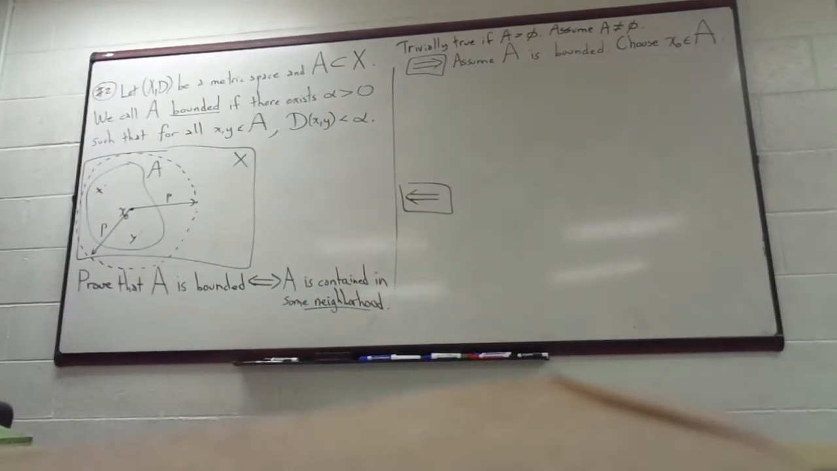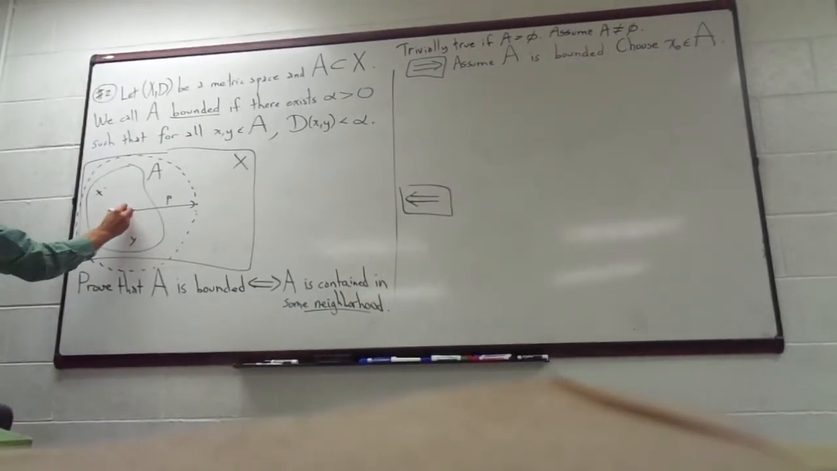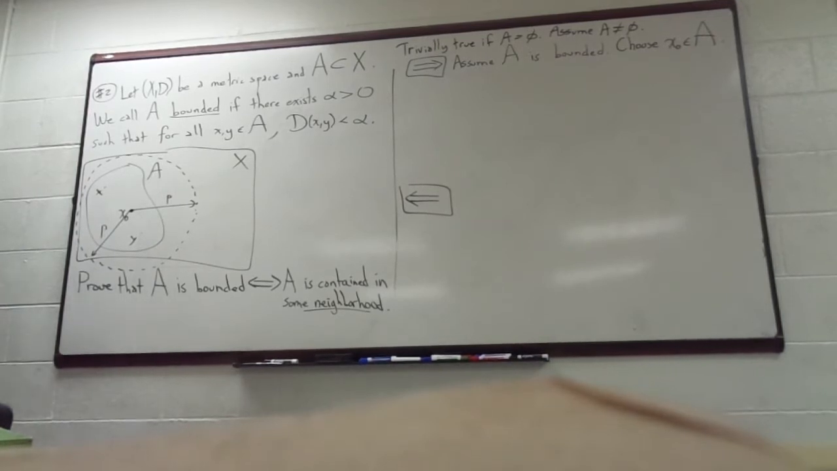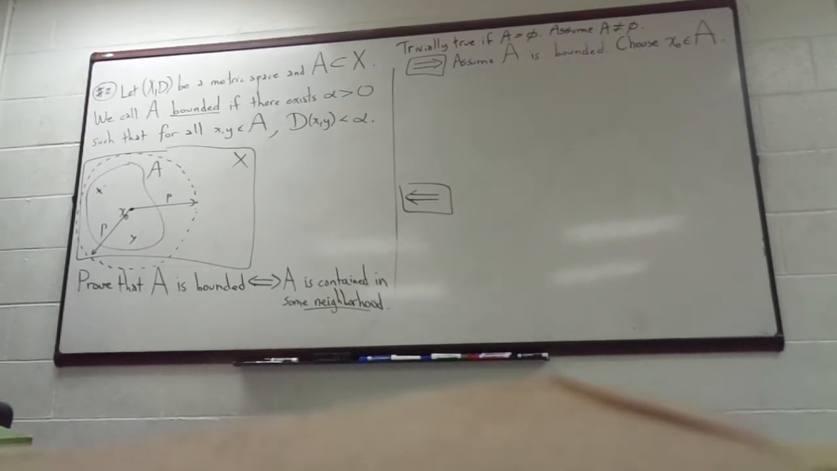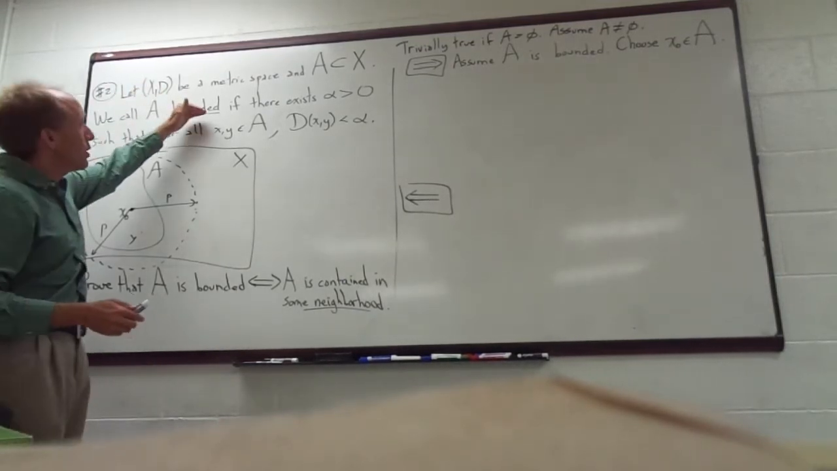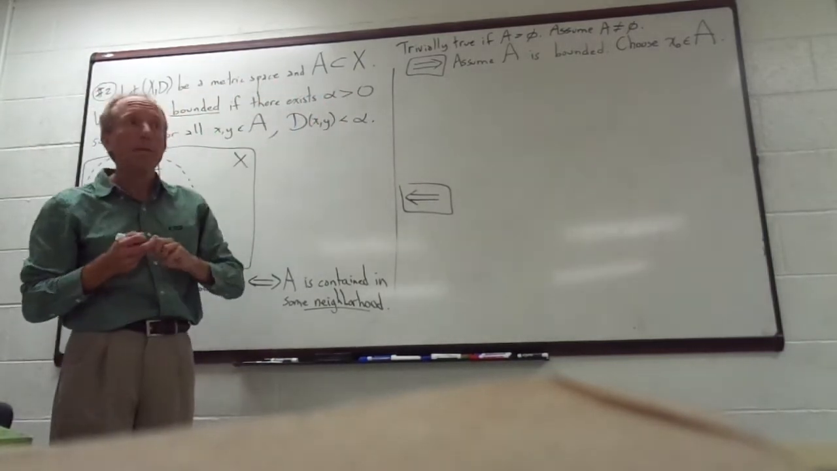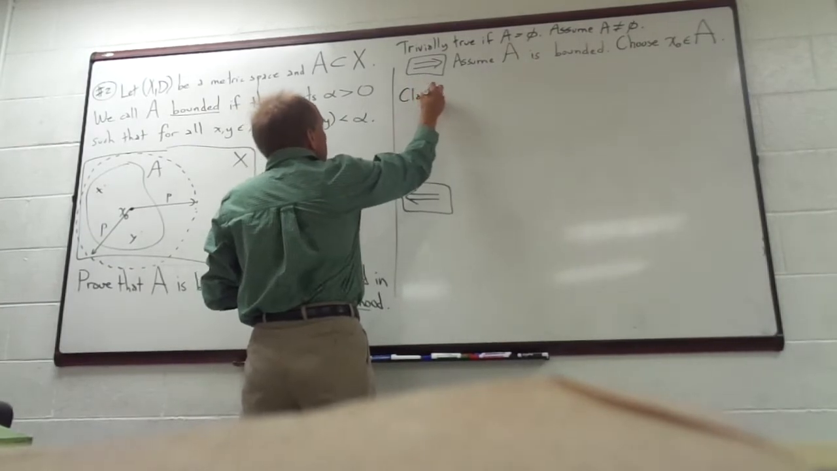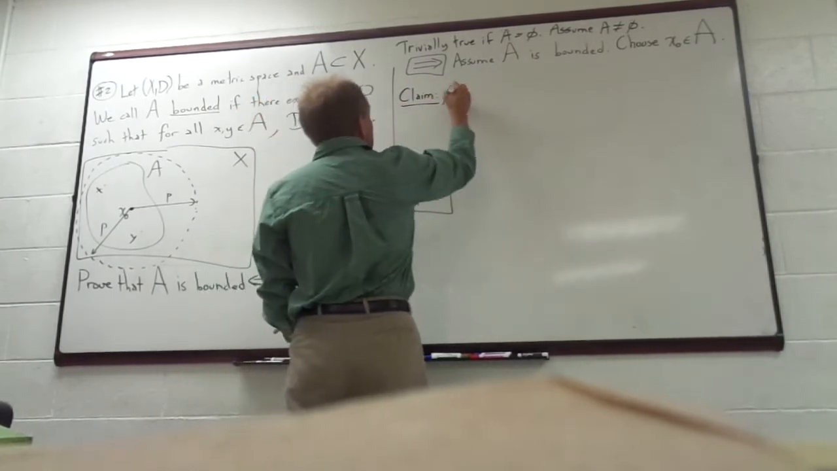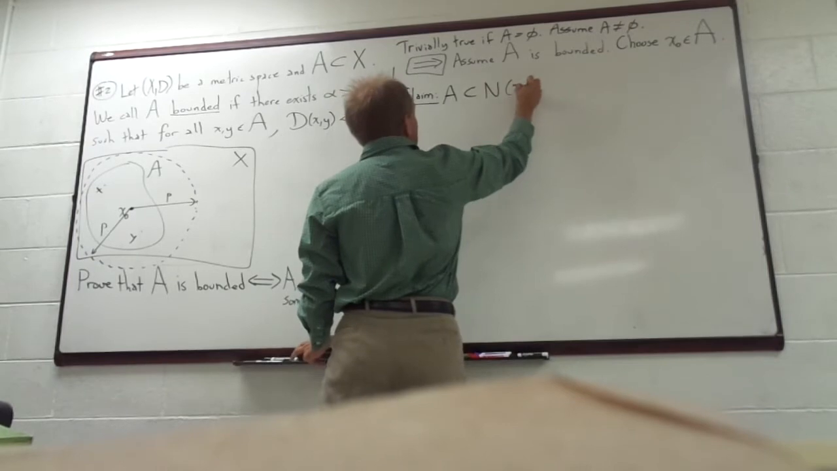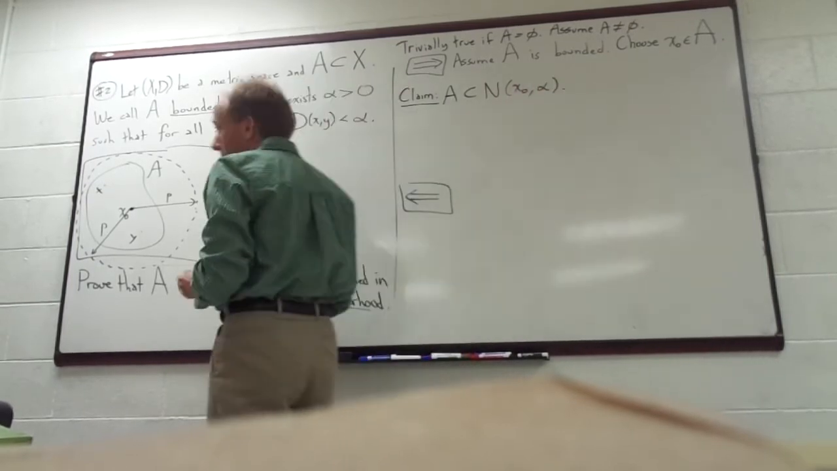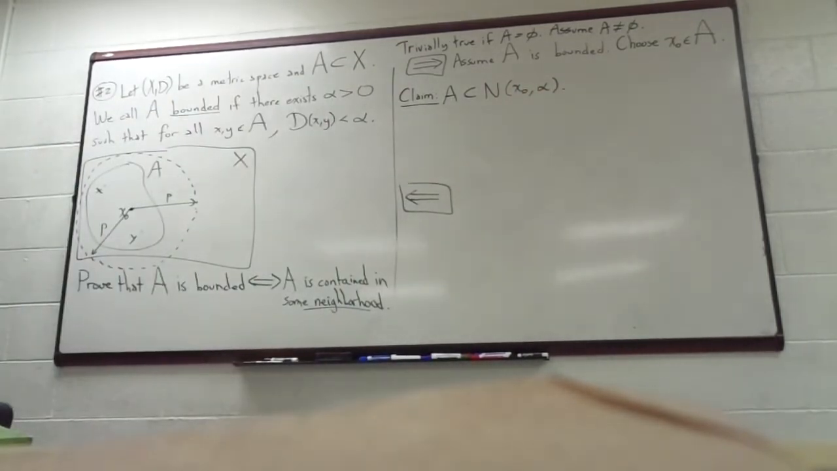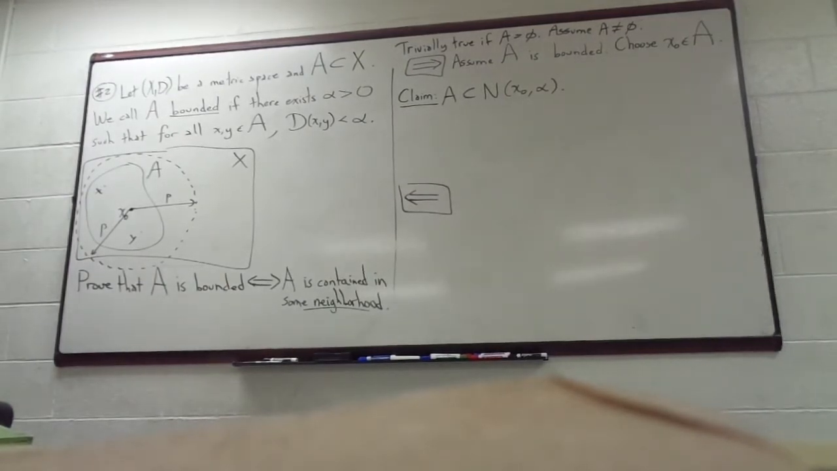Okay, so we've got our point, here's the x naught. Now, how big of a radius do you think we should take? We are assuming that A is bounded, so there exists an alpha. So we do have this number alpha on our hands. So let's claim that A is contained in a neighborhood around x naught of radius alpha. This would prove it, right? If we can get this to work, then we're going to be good to go.